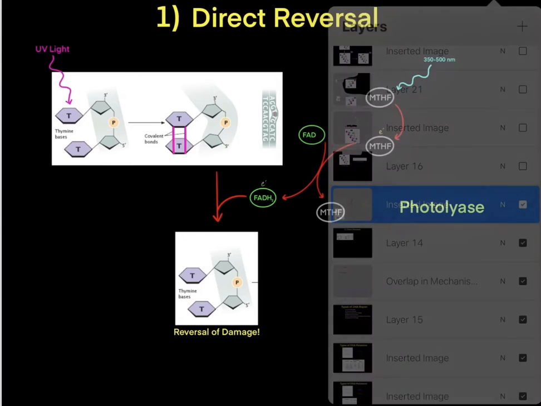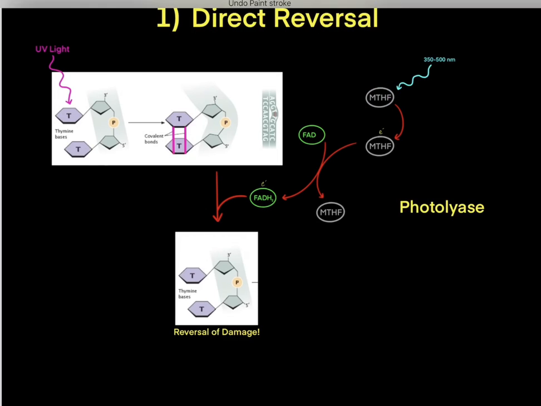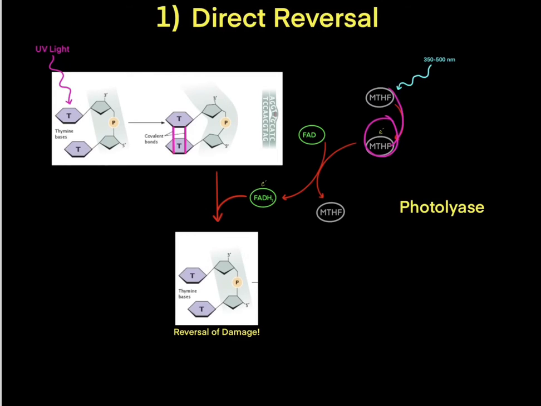However, fortunately, we have this MTHF enzyme, which can absorb energy from blue light. In this blue light, there are photons with energy. So this MTHF enzyme can absorb energy from blue light and energize electrons, put electrons in higher energy states, and then donate those electrons to FAD, which gains those high energy electrons and uses them to break those covalent bonds and fix the DNA molecule. So in this example, we've directly reversed this DNA damage, and this is referred to as photolyase.